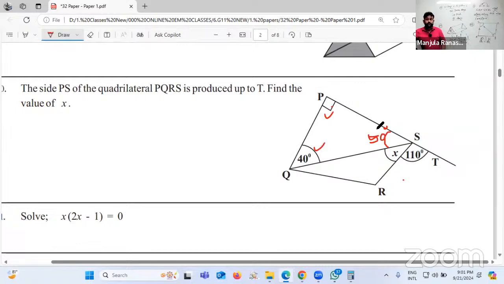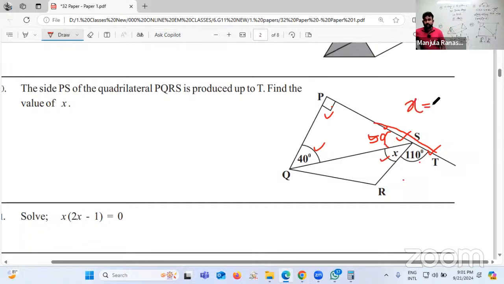This is 50. Now you can see that this is a straight line. So the angles on the straight line again add up to 180. So here 50, here 110, and here x is asked. You can write an equation: x plus 50 plus 110 equals 180. So what is the balance? 20 degrees. X is 20 degrees. 110 plus 50 means 160. So 20 is the answer.